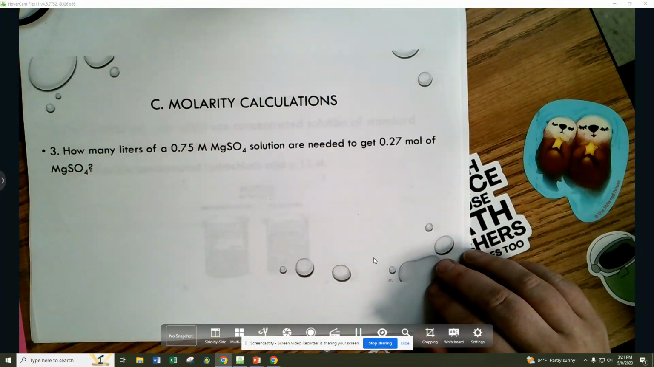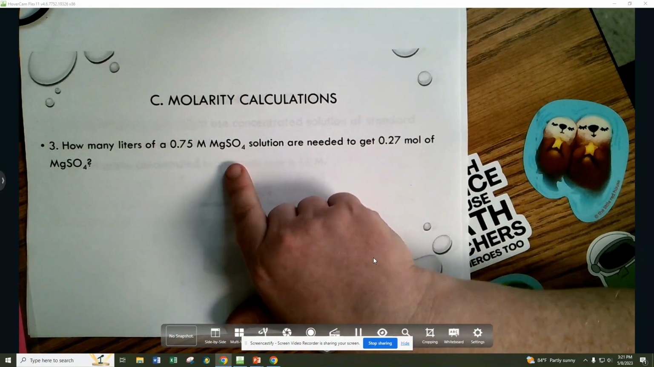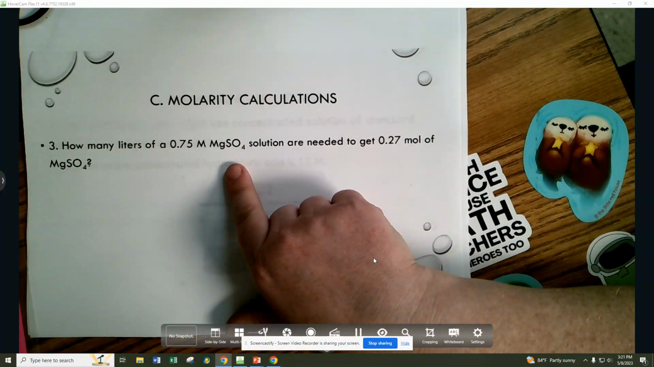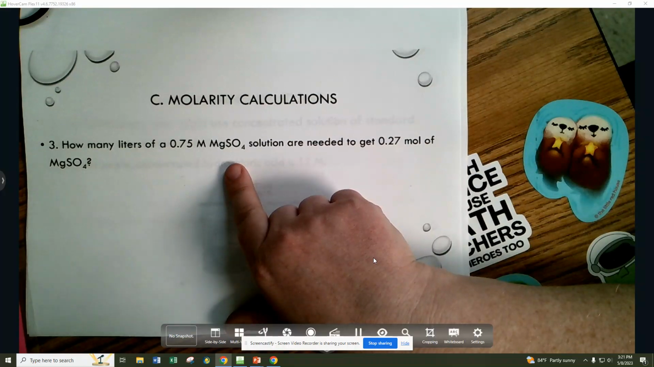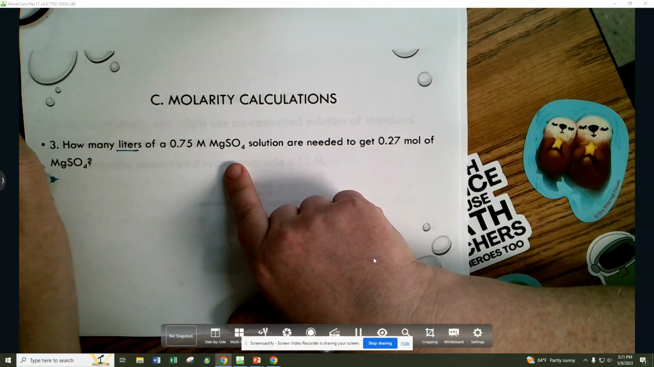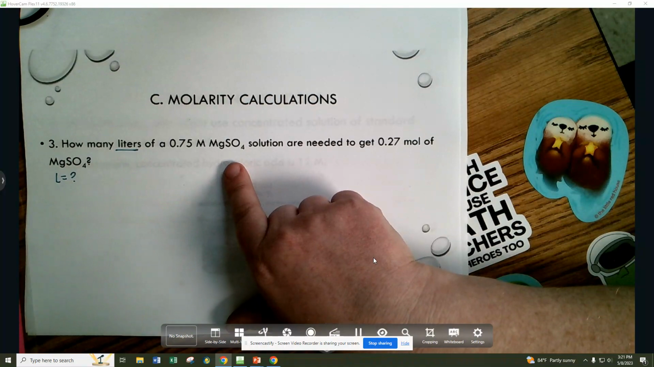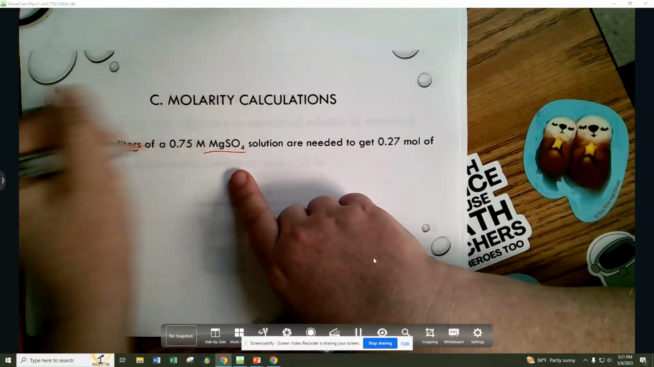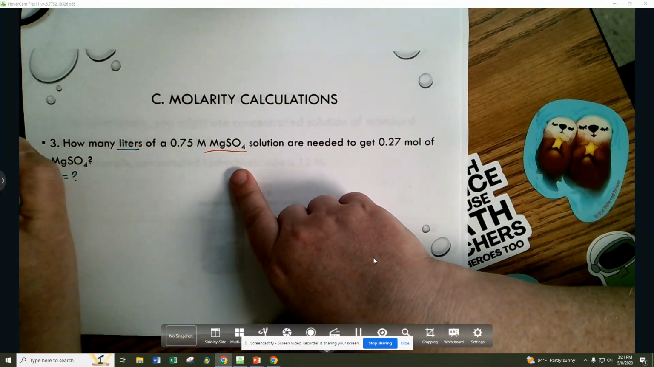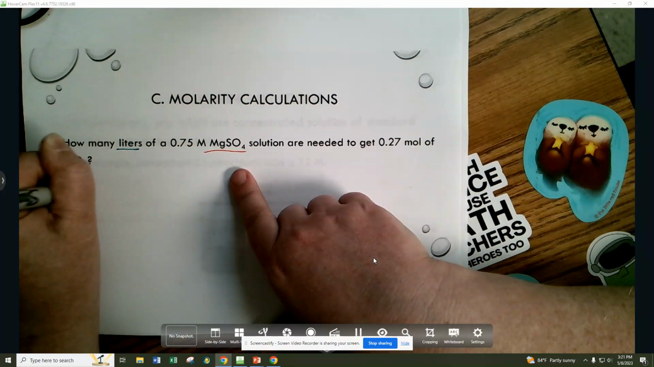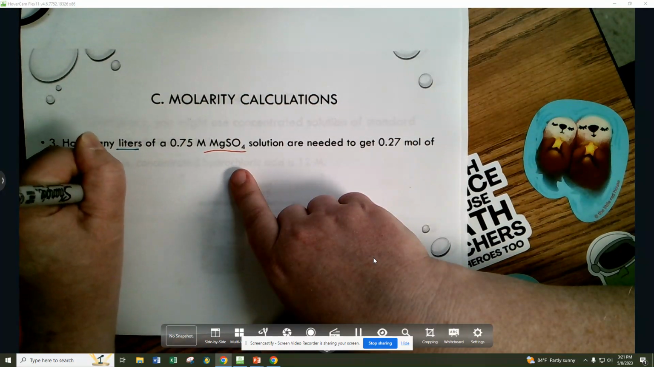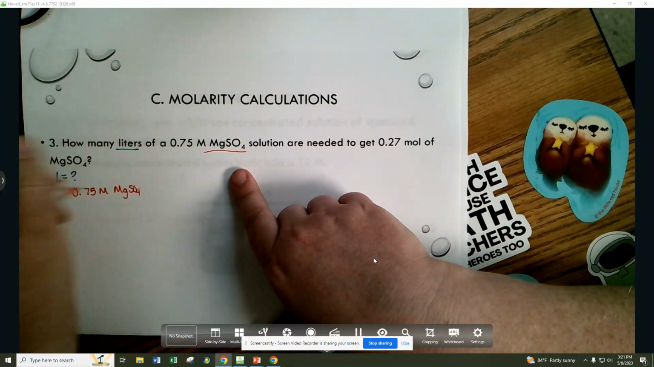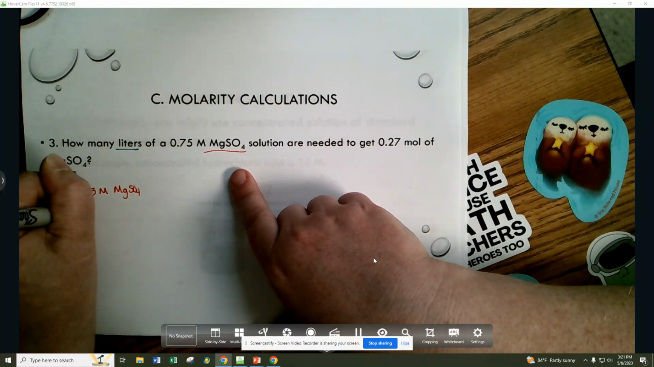Now in number 3, it asks how many liters of a 0.75 molar magnesium sulfate solution are needed to get 0.27 mole of magnesium sulfate. So here we're asked to find volume. We're finding liters. We know here that our concentration is 0.75, so molarity is 0.75 of the MgSO4. And we have moles, which is 0.27.